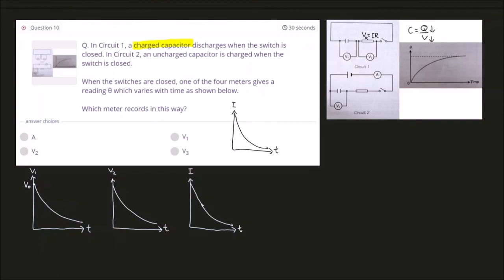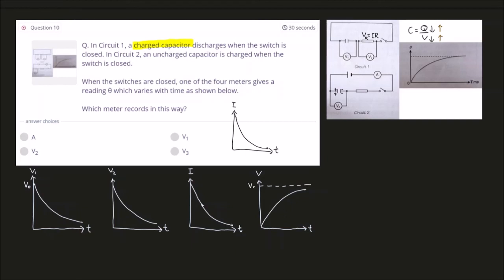So I think we are left with one meter, which is V3. V3 here is connected across the capacitor, which is now being charged. As you are charging the capacitor, you are accumulating charges at the capacitor. So as charges increase, the potential difference should actually increase. With that, we know that the graph should look something like this, where it approaches some kind of asymptote as well.